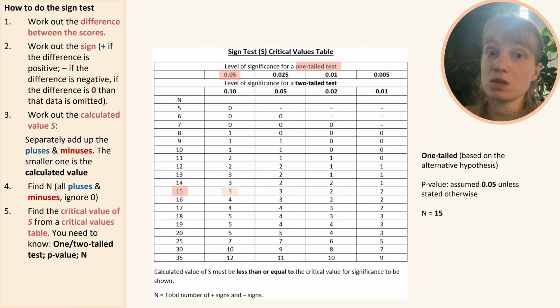In our case, it's one-tailed because the hypothesis predicts a direction. The significance level is assumed to be 5% unless stated otherwise. So p is smaller than or equal to 0.05. And our N is 15, as we just figured out. From the critical values table for the sign test, we now find the corresponding critical value based on these pieces of information. So it turns out that our critical value is 3.